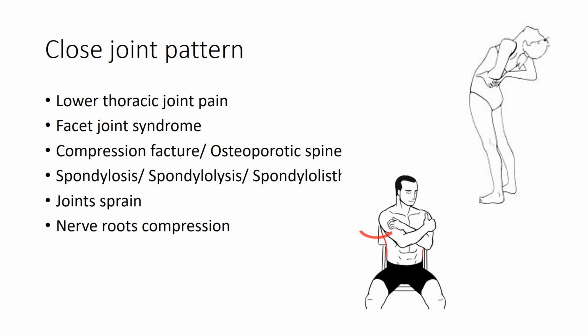As mentioned, the closed joint patterns are extension, side flexion to the ipsilateral side, and rotation to the ipsilateral side. Okay, just remember it in this way. All the joint problems are considered closed joint patterns. So simple, straightforward.